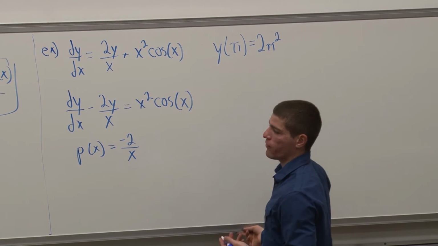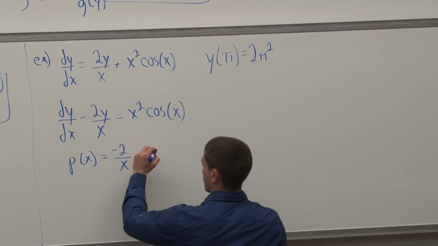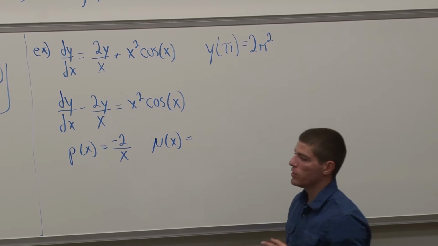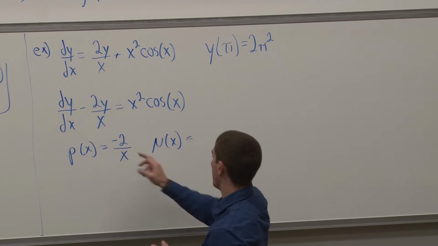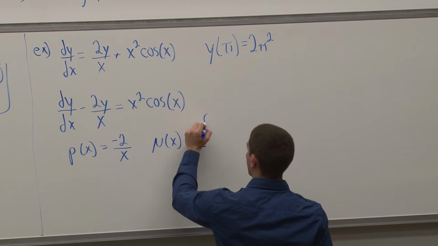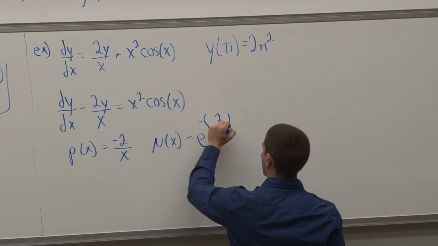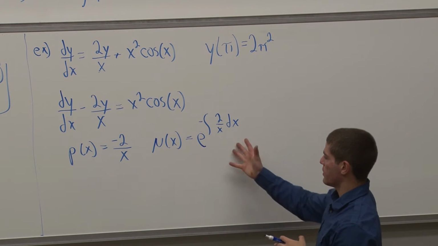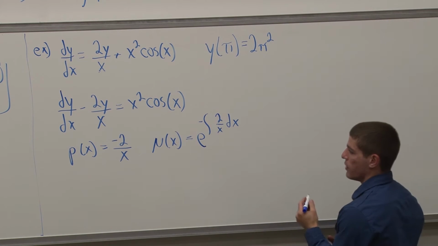So now, next step is to find our super awesome special integrating factor. All right, so our integrating factor is going to be equal to e to the integral of our p of x. So p of x we just found. So we could do e to the integral, we could take the negative out, of 2 over x dx, just like that. OK, so once we have this set up, we can actually solve this because we're dealing with an example.